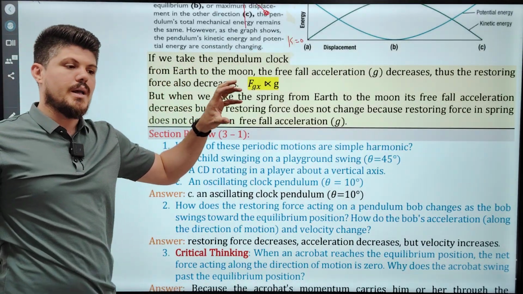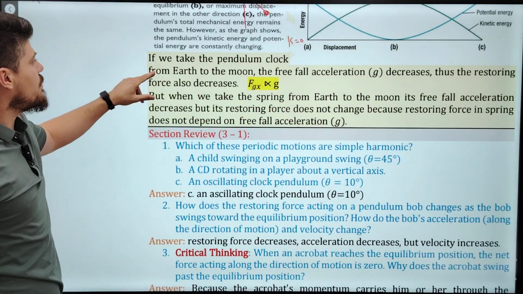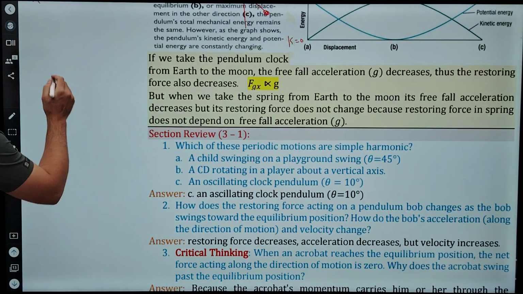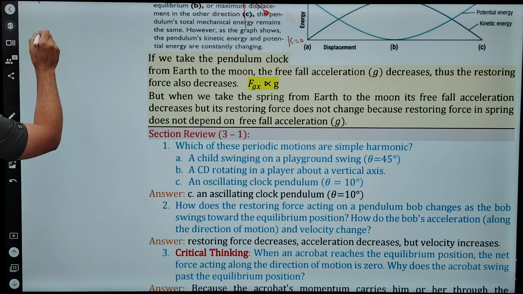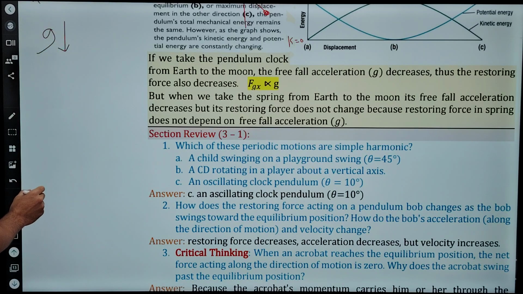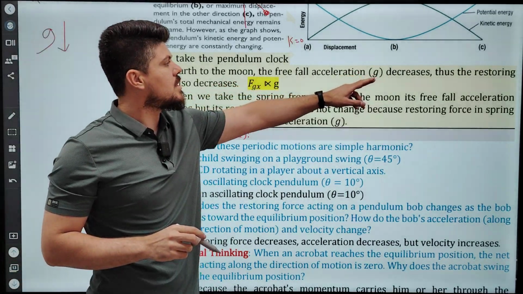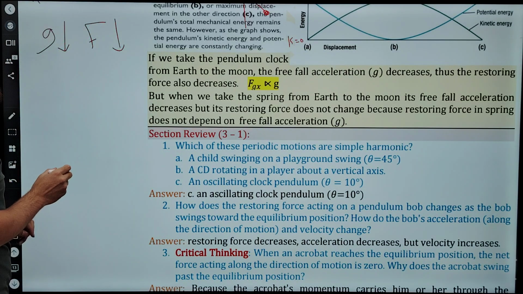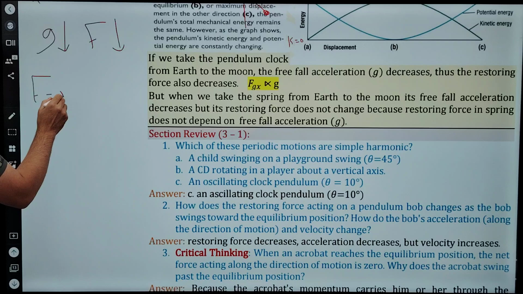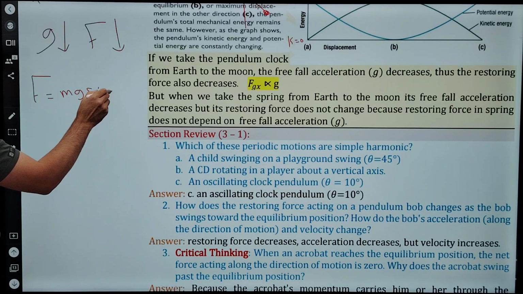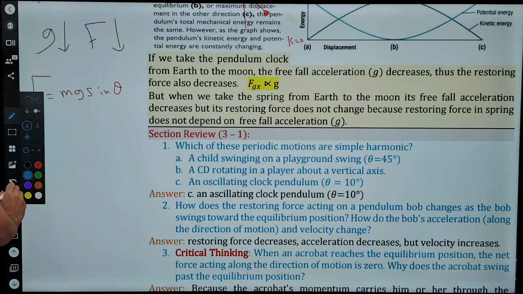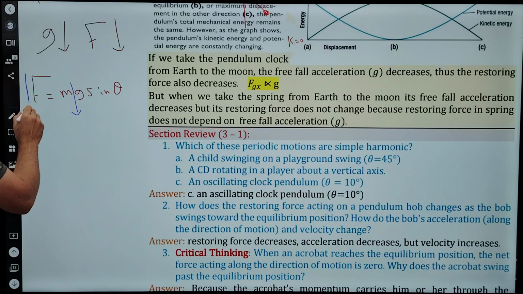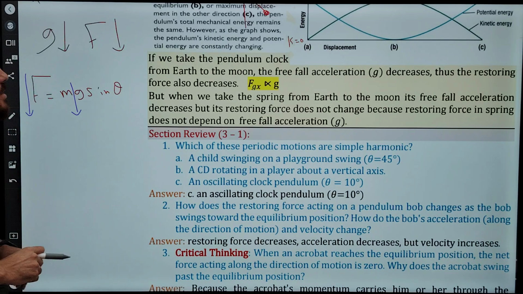the pendulum clock has a simple pendulum from Earth to Moon. What happened to the gravity? Gravity decreases. The free fall acceleration decreases. The restoring force, what happened to the restoring force? Also decreases. Why? Because restoring force is equal to mg sine theta. When we decrease gravity, the restoring force also decreases at constant mass and angular displacement.